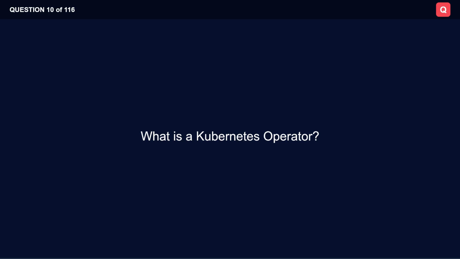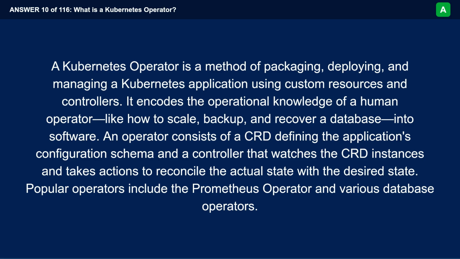What is a Kubernetes operator? A Kubernetes operator is a method of packaging, deploying, and managing a Kubernetes application using custom resources and controllers. It encodes the operational knowledge of a human operator, like how to scale, backup, and recover a database, into software. An operator consists of a CRD defining the application's configuration schema and a controller that watches the CRD instances and takes actions to reconcile the actual state with the desired state. Popular operators include the Prometheus operator and various database operators.